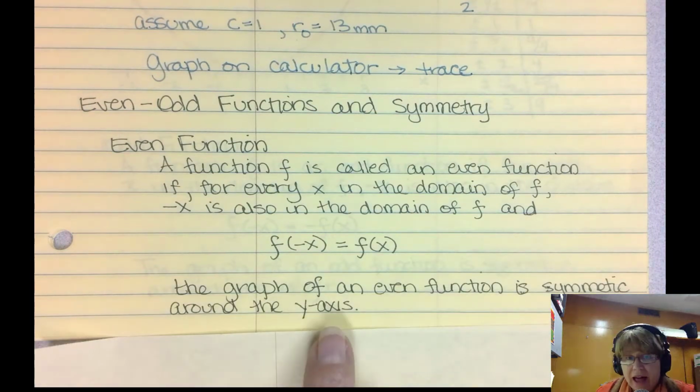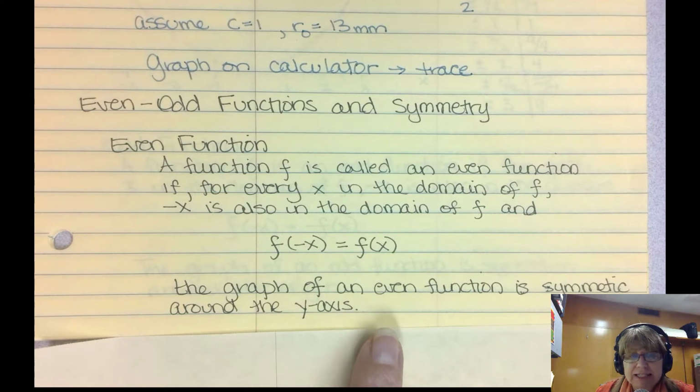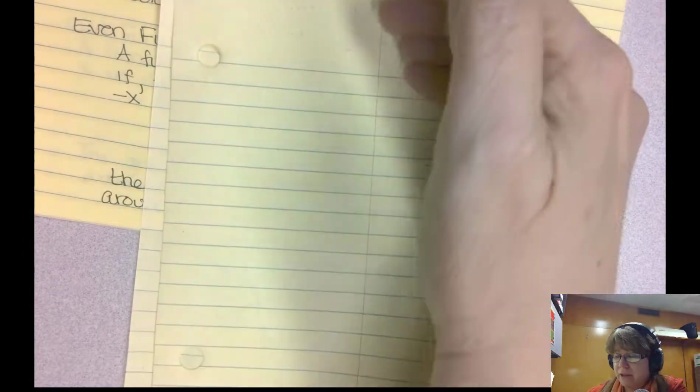Now, the graph of an even function is symmetric around the y-axis. If we have a graph symmetric around the y, it means I could literally fold this paper in half, and along this line, it looks like a mirror image of one another. So what's on the left would be a mirror image of what's on the right.